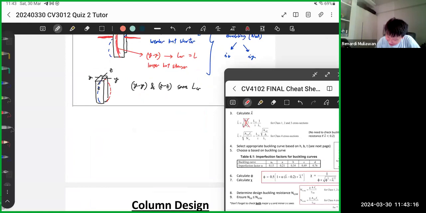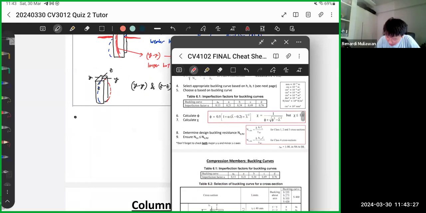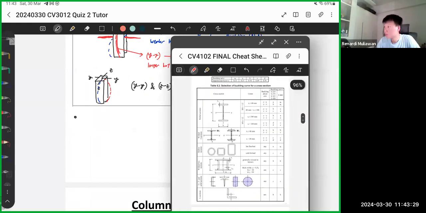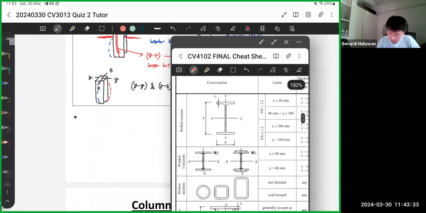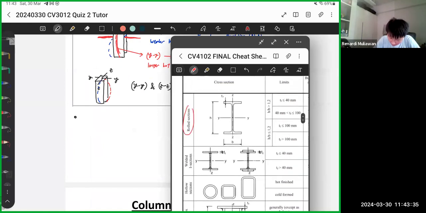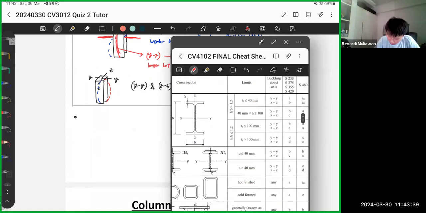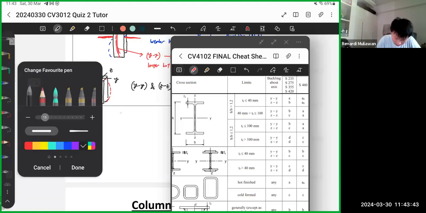Now we're at step 4. Select the appropriate buckling curve based on H over B and TF. So see the next page, which is this big table. We just go to the appropriate section. We have a rolled section, which is an I-beam, you can see from the picture. And then we need to find H over B. So now let's find H over B.